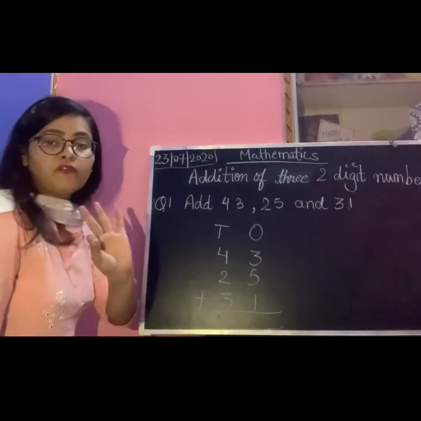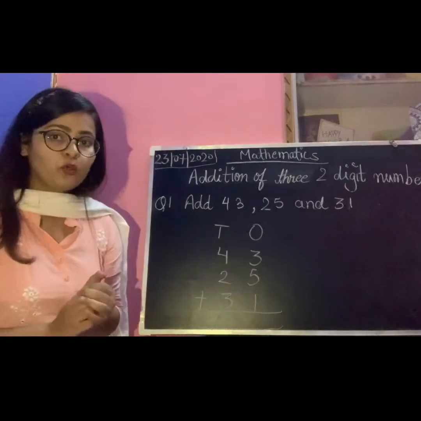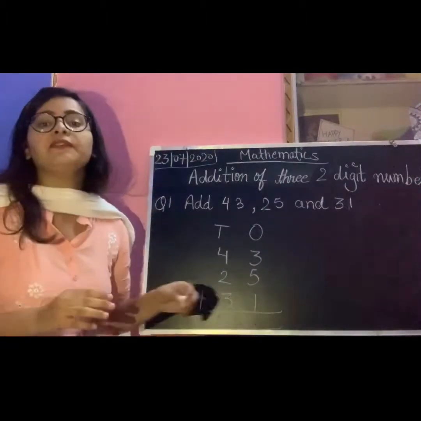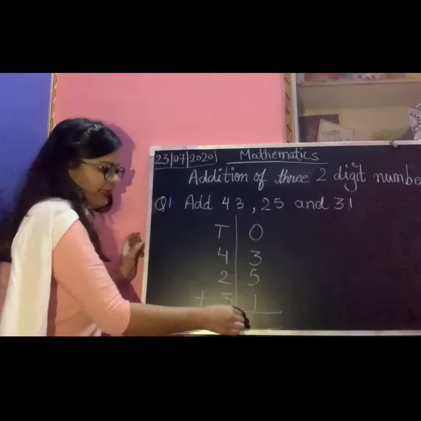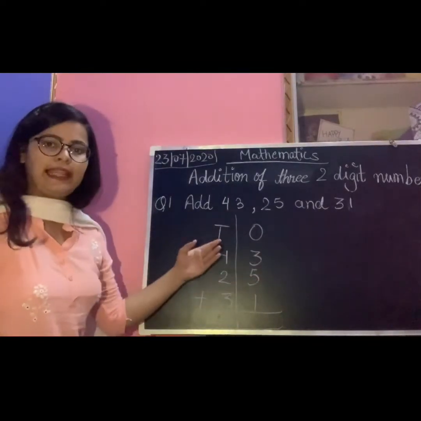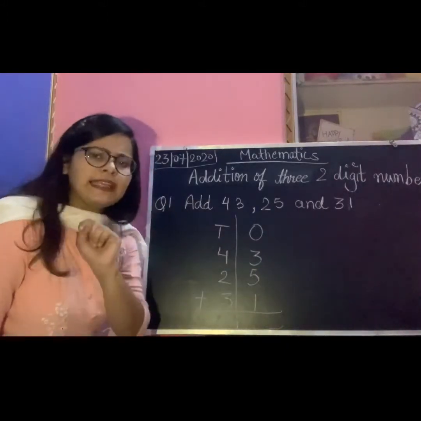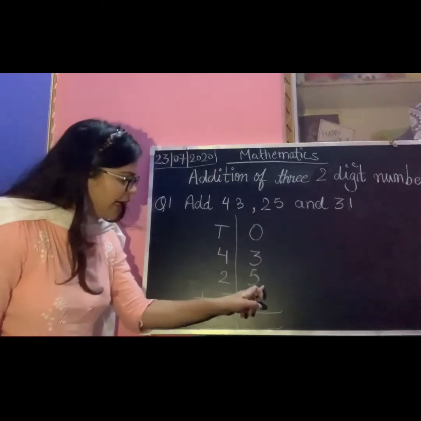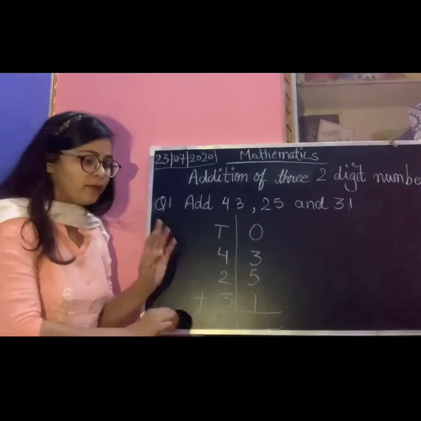Now, how will I add these? I cannot count 43 on my fingers, isn't it? Yes or no? So, what will we do? We will separate these. Means we will add separately. How? See, I have marked here one line. Means I will count ones separately and tens separately. Now you can see these have become single digits. Yes or no? 3, 5, 1. I have to add now 3, 5, 1. I can easily count it on my fingers.